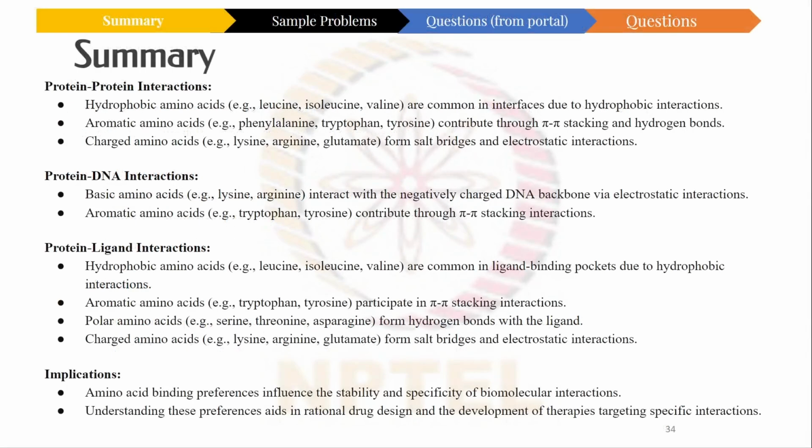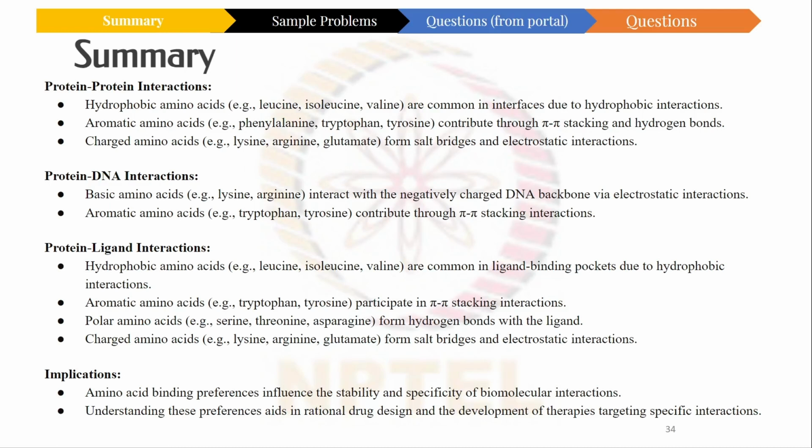So amino acids exhibit different binding propensities depending on the type of biomolecular interaction, such as protein-protein interactions, protein-DNA, protein-nucleic acid, or protein-ligand interactions. These propensities are influenced by various factors, including the chemical properties of the amino acids. Understanding the binding preferences is crucial for designing effective drugs and therapies targeting specific interactions.